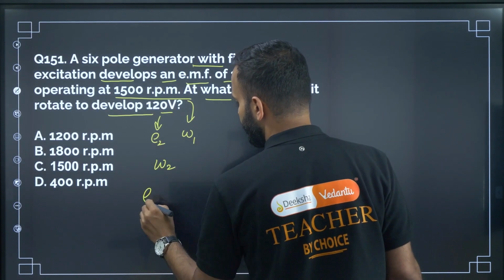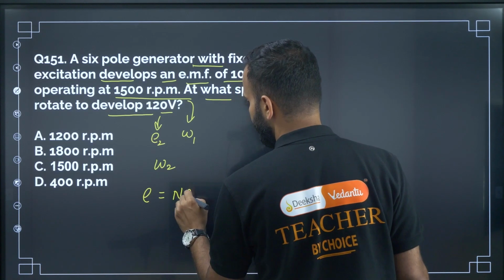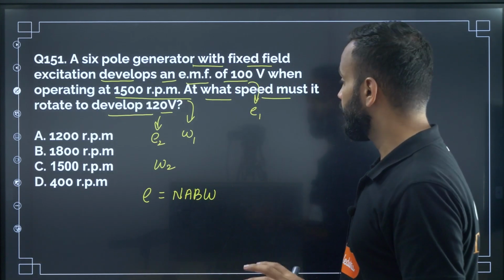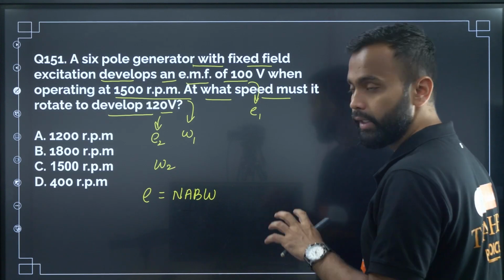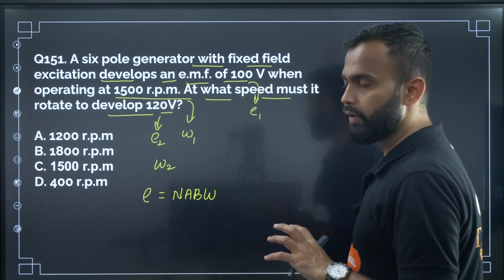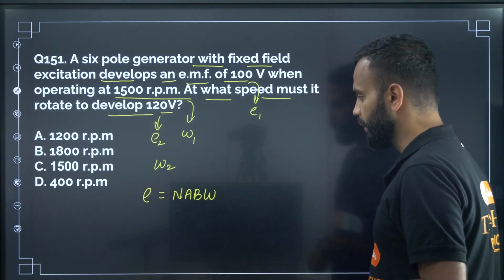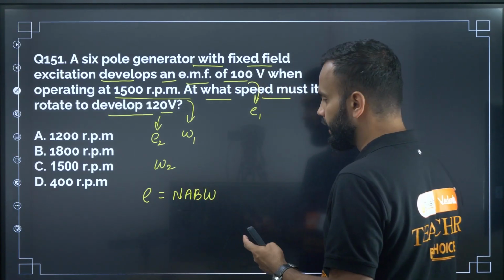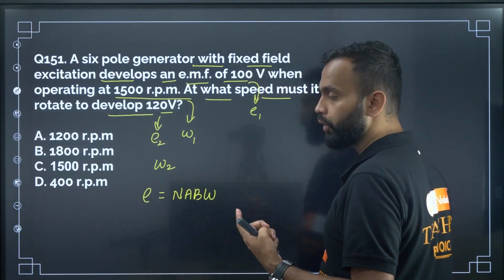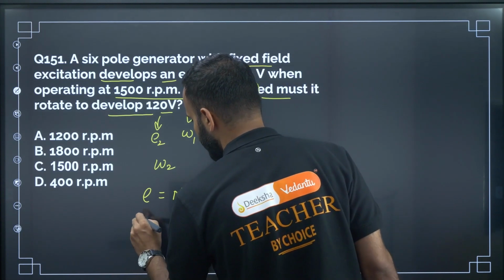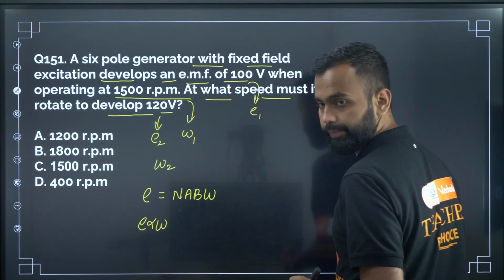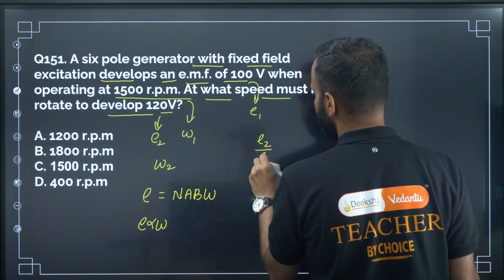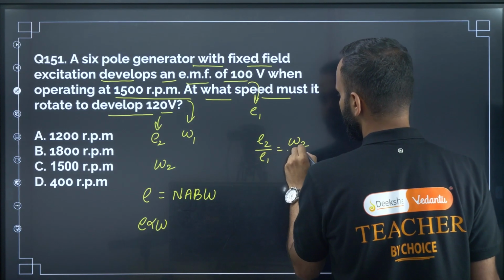We know that E is equal to NAB omega, right? So this question came from electromagnetic induction. E, that is induced EMF developed, is equal to NAB omega. N is number of turns, A is area of the coil, B is magnetic field, omega is angular velocity. So E is directly proportional to omega. So E2 divided by E1 is equal to omega 2 by omega 1.